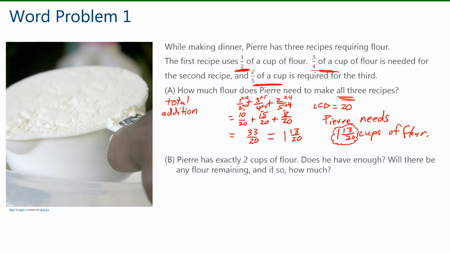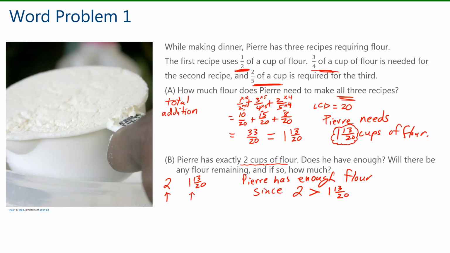B. Pierre has exactly 2 cups of flour. Does he have enough? Will there be any flour remaining? And if so, how much? 2 cups of flour, which is what he has. That's a key piece of information. So we need to first of all compare 2 with 1 and 13 over 20. If he has 2 cups, does he have enough? My goodness, yes, because 2 wholes is definitely bigger than 1 whole and part of another. Pierre has enough flour since 2 is greater than 1 and 13 over 20.